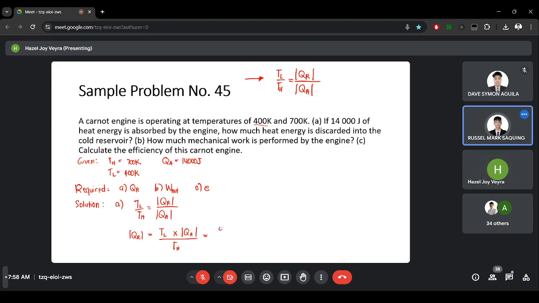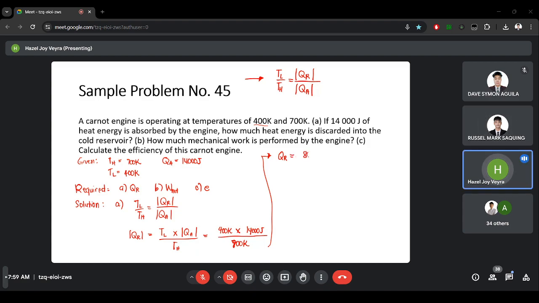400 Kelvin, times 14,000 joules over, 700 Kelvin. So what is our QR? 8,000 joules, ma'am. Positive or negative? Positive.